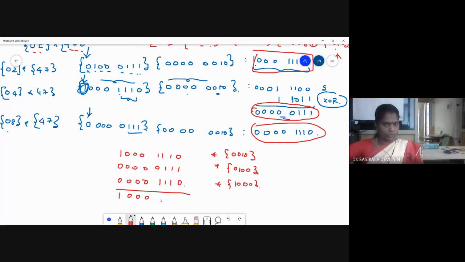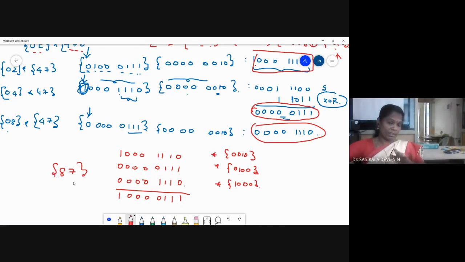Now here 2, 1. 1 XOR 1 is 0, and here 3, 1. So 1. Here also 3, 1. So the result is 1. Here we have 1, 1. The result is 1. The final result is 8 followed by 7.